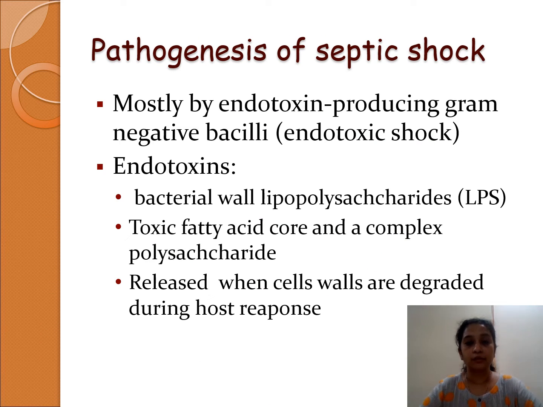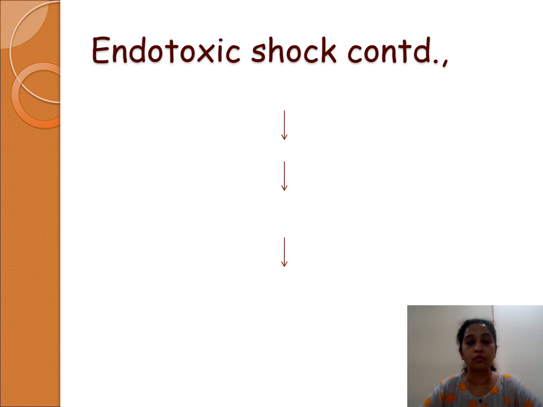So now pathogenesis of septic shock. What happens in septic shock is it is because of the severe infection by gram-negative bacilli, which produces endotoxin. Endotoxins are nothing but the bacterial wall lipopolysaccharides, toxic fatty acid complexes, and these are released when the bacteria are damaged during host response.